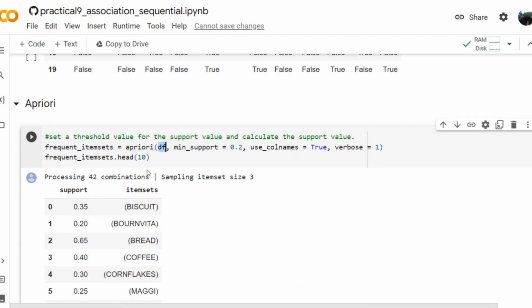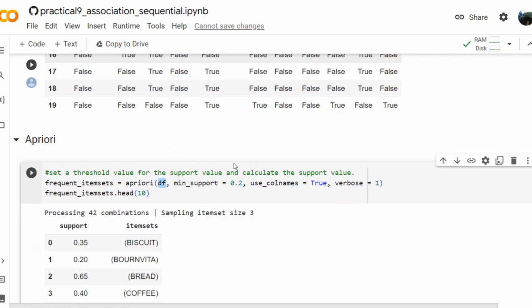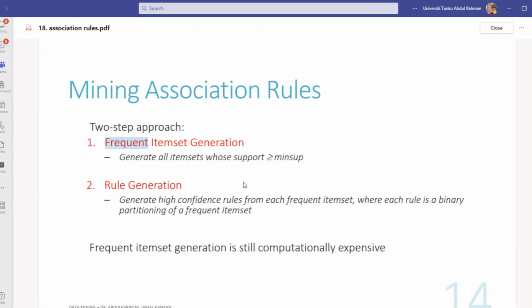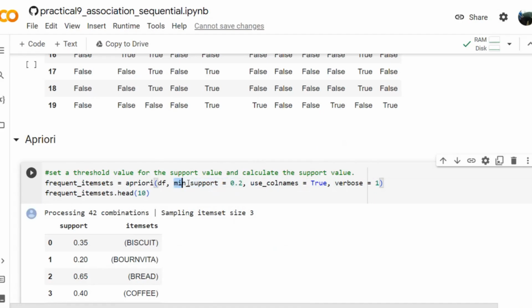So we pass the data that we have prepared, that we have pre-processed into binary representation. And then we need to provide the minimum support. Remember, in order to call an item set frequent, this item set has to have a support which is greater or equal to the minimum support. So we need to define the minimum support to differentiate normal item sets from frequent item sets. Here we have decided to go with minimum support 0.2.